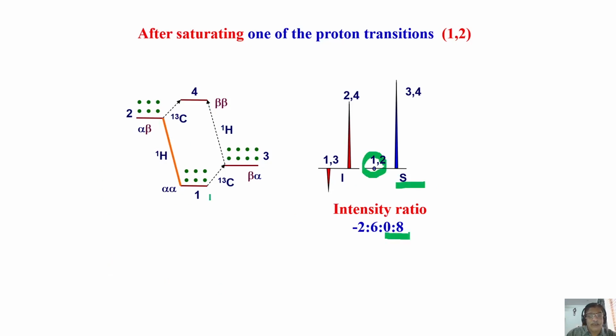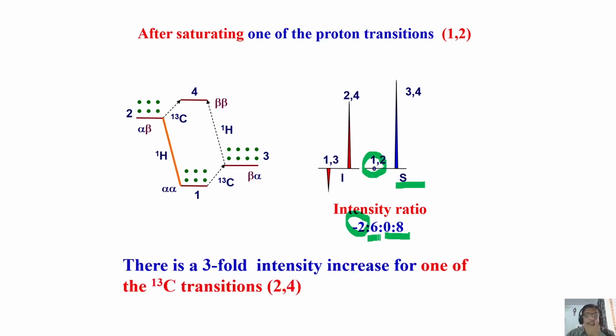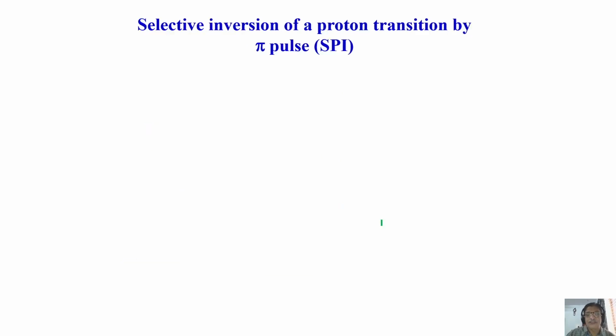What about the carbon signal? Look at it. This is 6 and 10. The difference is minus 2. We are seeing 2 here. What about here? 6 minus 0. Intensity is 6. So we saw there is a 3-fold intensity increase for one of the carbon-13 signals by saturating a proton signal. We saturated a proton transition and saw enhancement in both the carbon doublet components. Of course, one is negative in sign. We have not seen that enhancement up till now; we'll see later. For one component of the doublet, enhancement of the signal was seen.